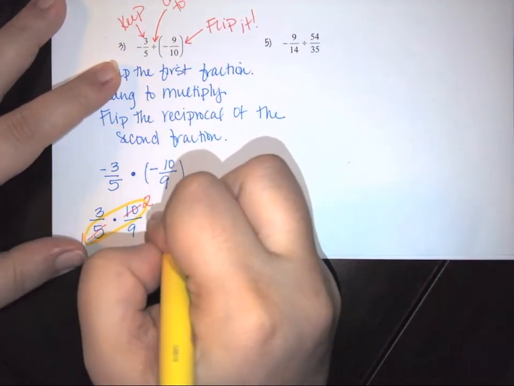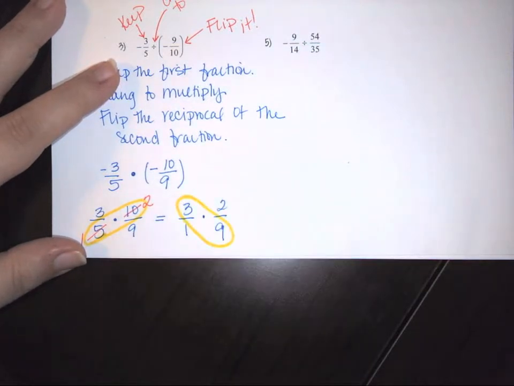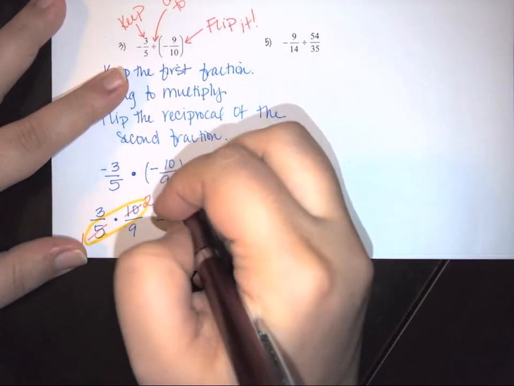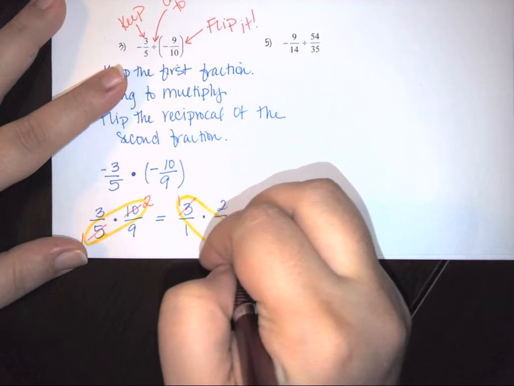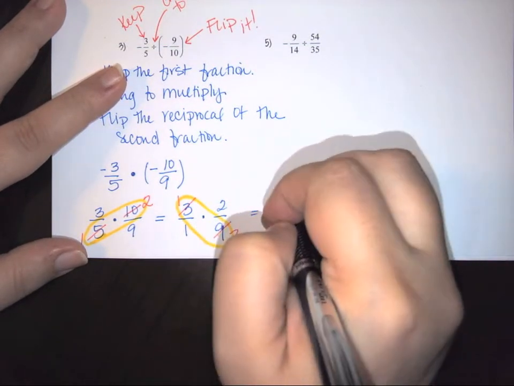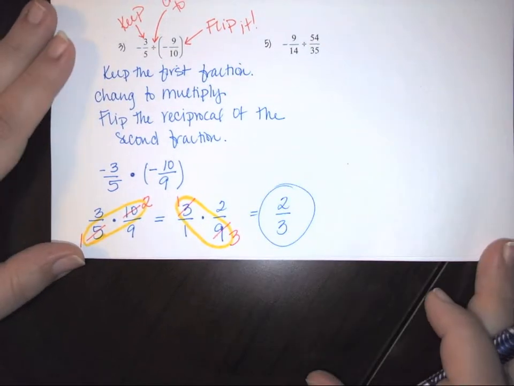Now, my luck, I get to do it on the other side. So that side now says I have a 3 and a 9. 3 and 9 are in common, so 3 goes away and 9 becomes 3. Thus leaving me with the end result of 2 over 3. And this is what I was looking for.